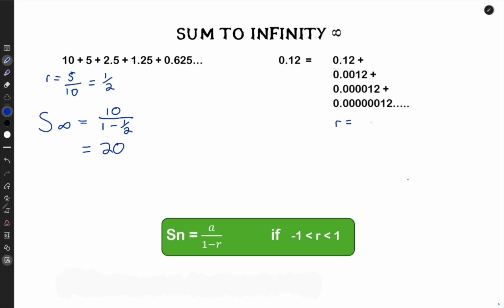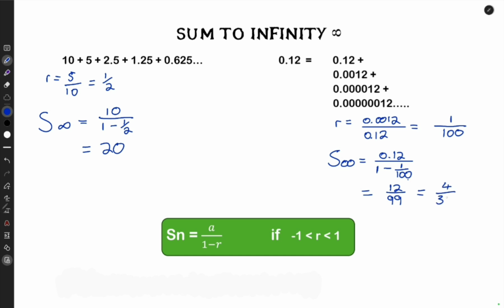The one on the right, my a value is 0.12, and then my r value I will get if I say 0.0012, so term 2, divided by term 1. And that is going to give you 1 over 100. So the sum to infinity would just be 0.12, so my a value, over 1 minus r. And the answer to that sum is going to be, if you do it in your head, 12 over 99, but your calculator will tell you it is simplified to 4 over 33. And that is the sum to infinity formula.